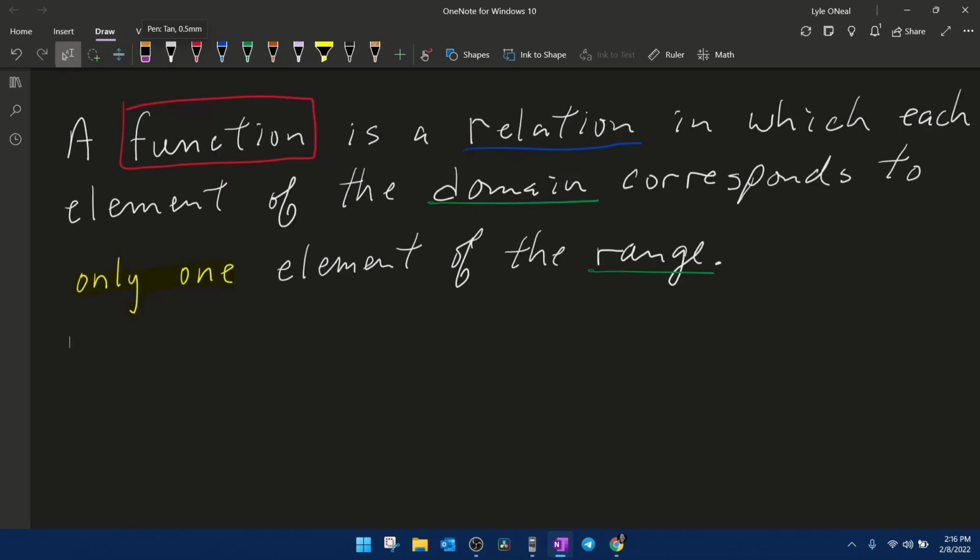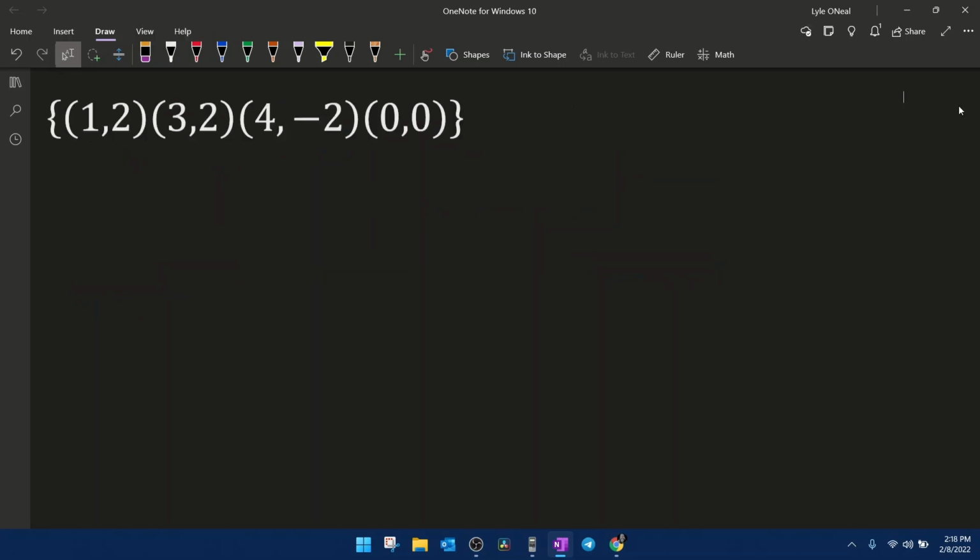Now that we have an idea what a relation is, and we've covered examples of a relation, now we need to talk about what is a function. Well, by definition, a function is a relation, therefore it has to be a set of ordered pairs or a correspondence or a mapping in which each element of the domain corresponds to only one element of the range. So here we have an example of a relation, and we want to determine if this relation is a function.